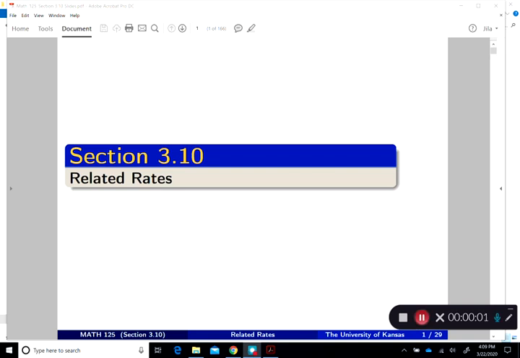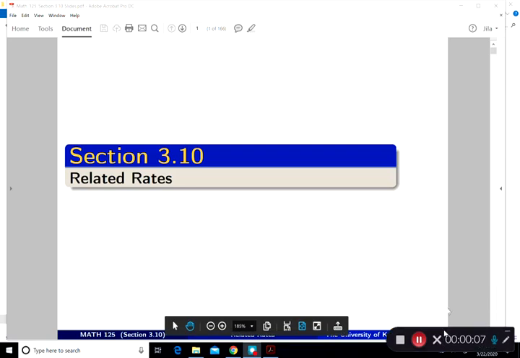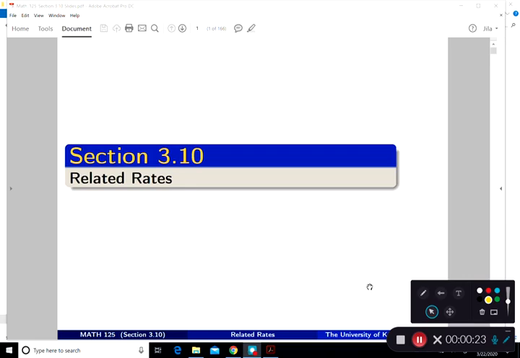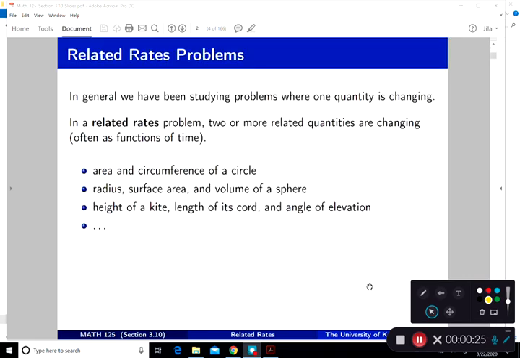So this is the video for introduction to section 3.10, which is the related rates. So what are related rates good for? Scientists use related rates to try to connect the rate of change of one thing to another thing, if they are connected to each other.